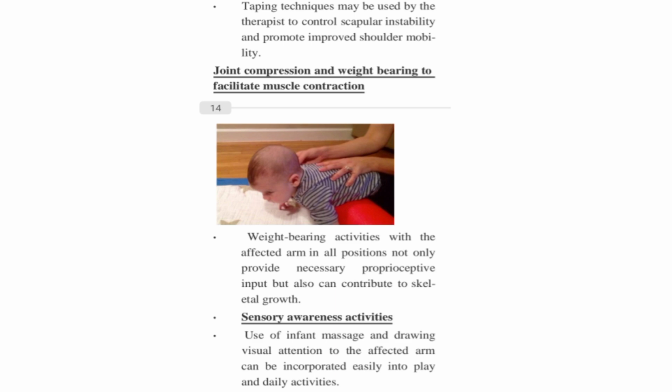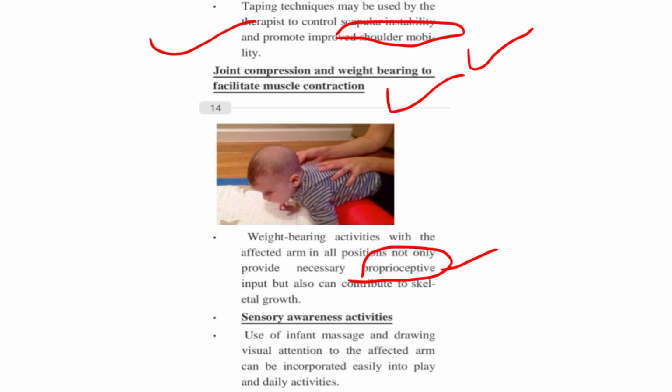Taping techniques may be used by the therapist to control scapular instability and promote shoulder mobility. Joint compression and weight bearing facilitate muscle contraction. We can use weight-bearing activities with the affected arm in all positions. This not only provides necessary proprioceptive, meaning joint positioning, input, but also contributes to skeletal growth, because this is in infants.